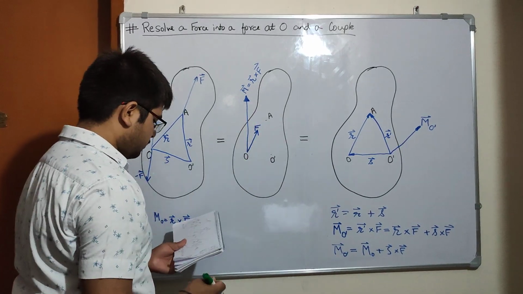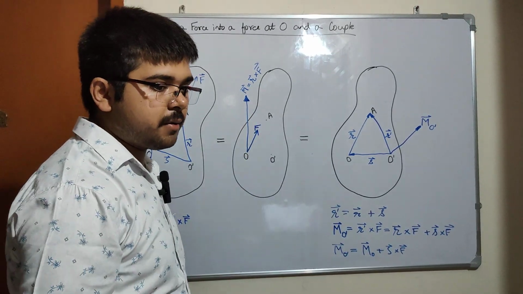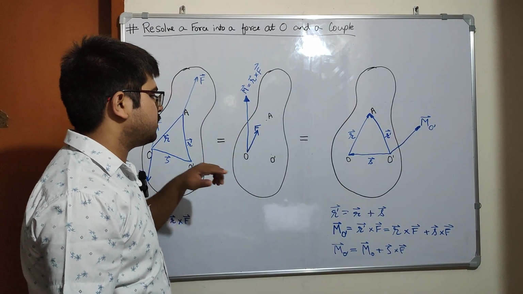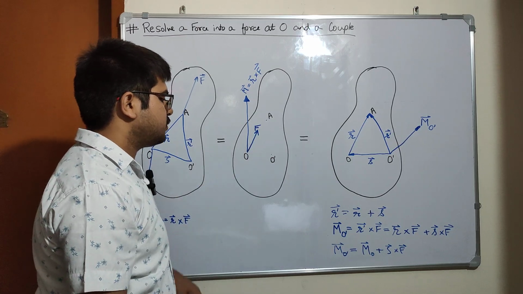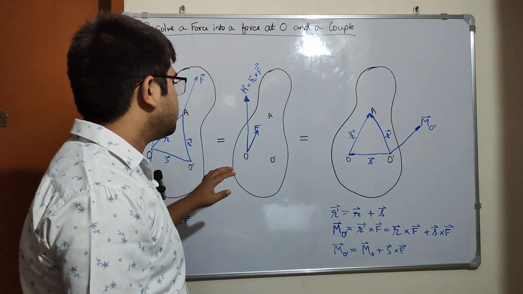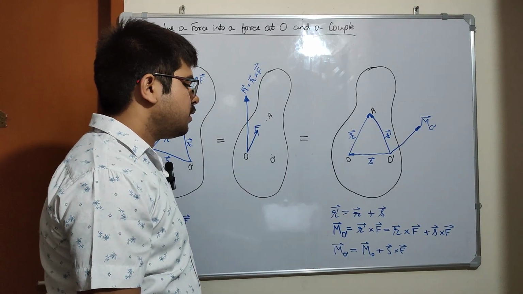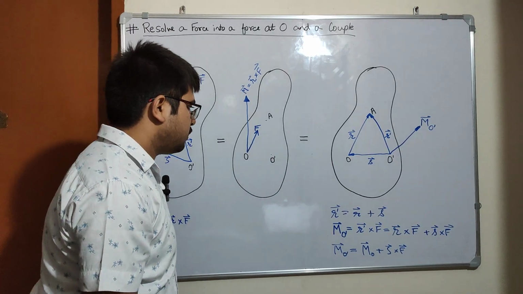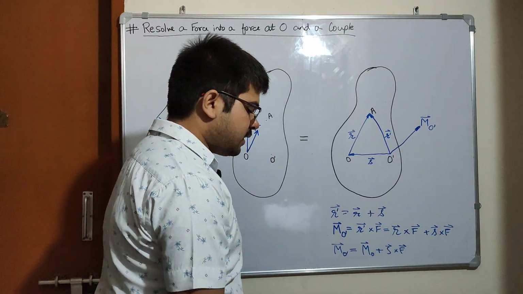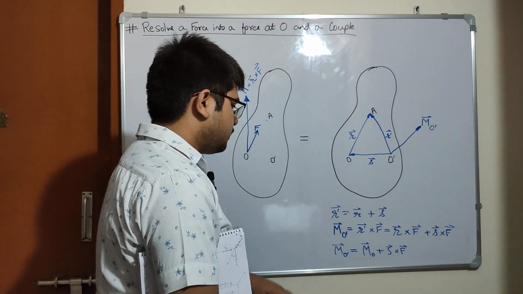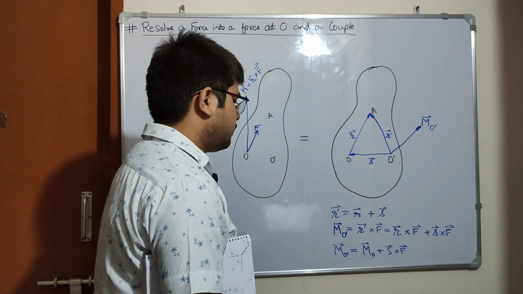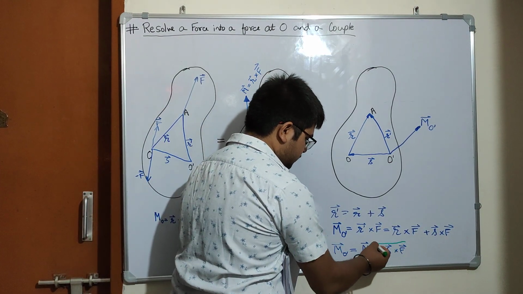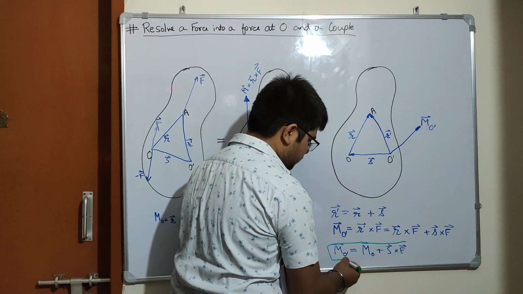The moment can be resolved to O dash vector, O prime vector. So any force can be resolved to an O prime vector located anywhere in the object, and the relation that governs this moment to be resolved anywhere in the object is given by this.